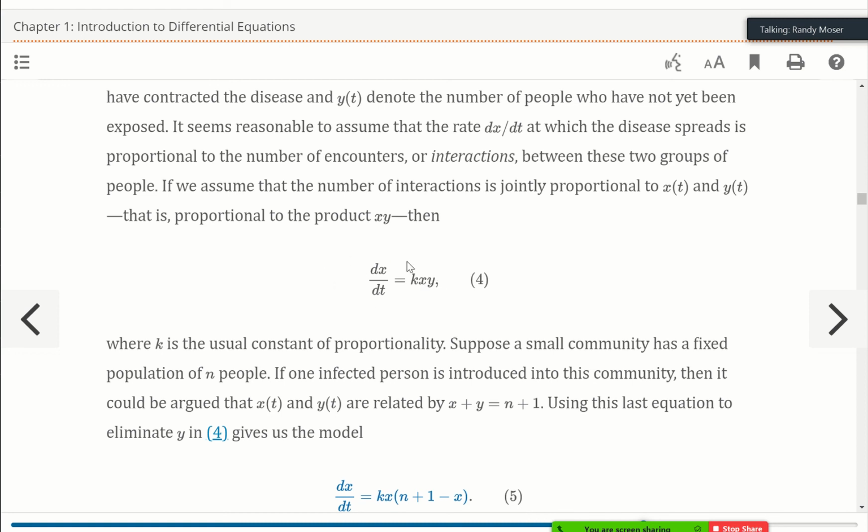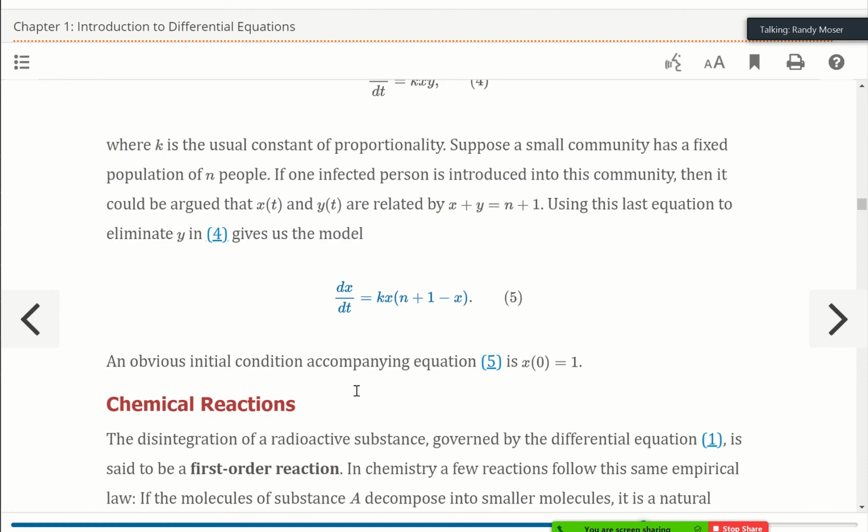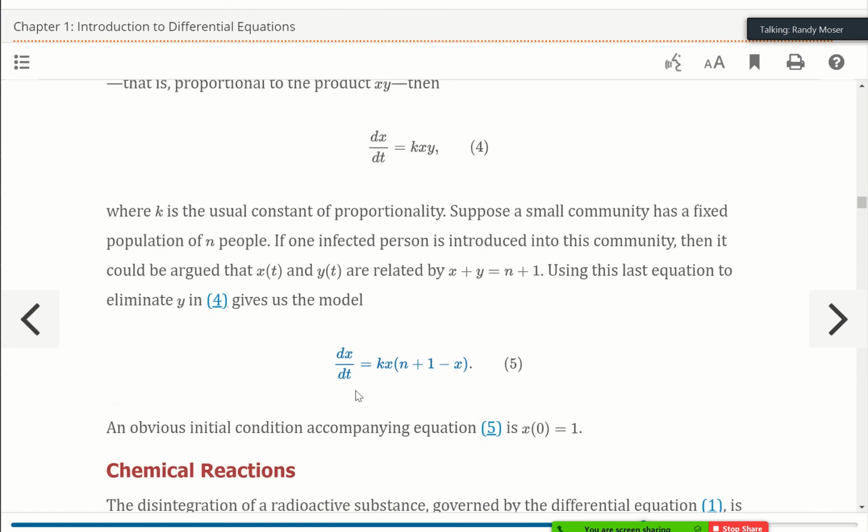Generally speaking, we would like to get this down to a function of a single variable. For instance, let's suppose we have a community that we're modeling, and that community has a fixed population of size n. They're their own kind of little enclave, if you will, their own individual subset, and let's suppose that one person comes into this community that's infected by this disease. Well, we had the n people from before, and now we have this one additional person, so now we have a total of n plus 1 people.